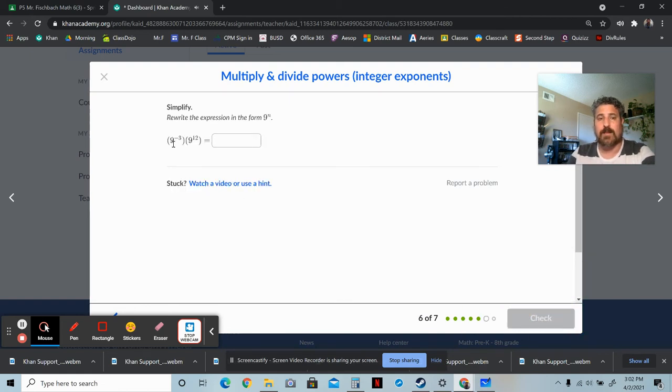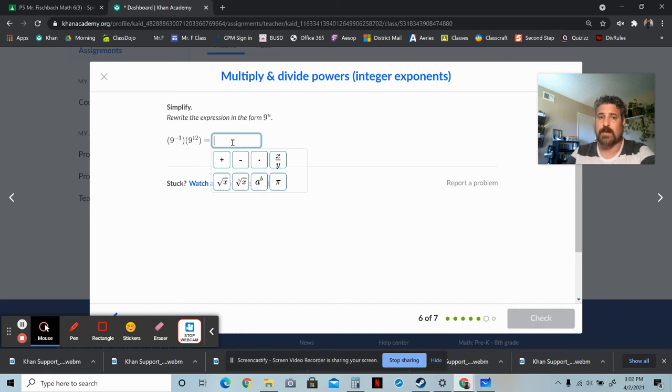Here you've got 9 to the negative third times 9 to the 12th. When you're multiplying two powers that have the same base, you add the exponents. So this is exactly the same as 9 to the negative 3 plus 12. What is negative 3 plus 12? 9. So this is 9 to the 9th. So 9 to the 9th.